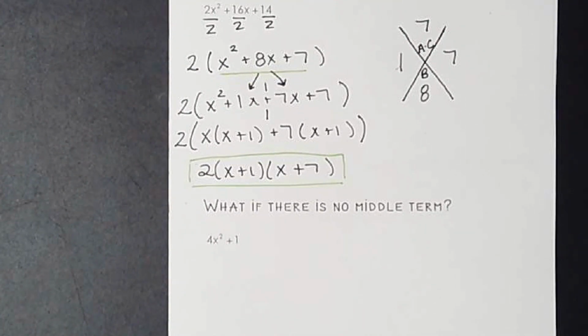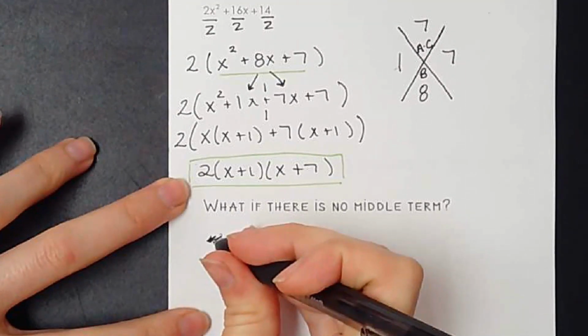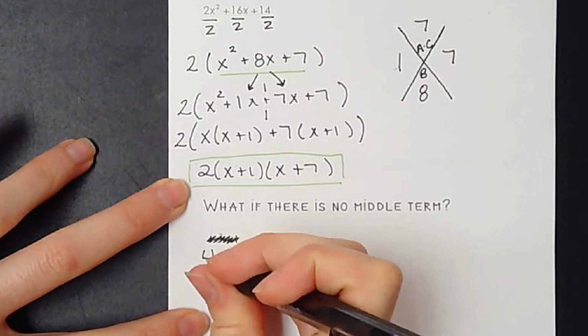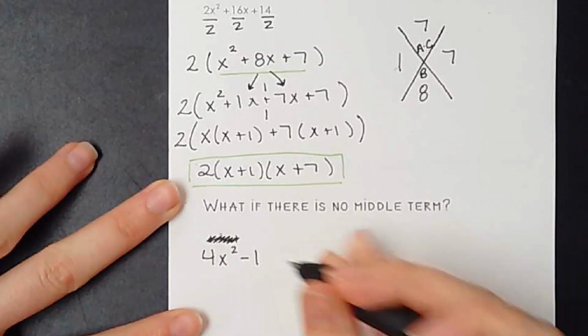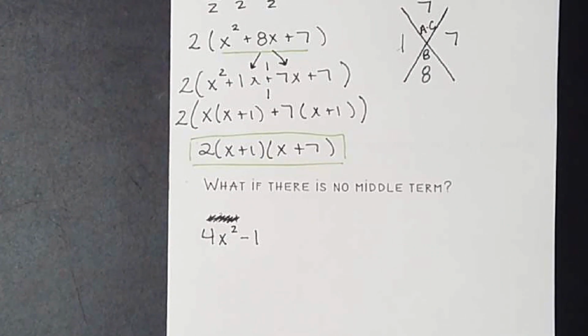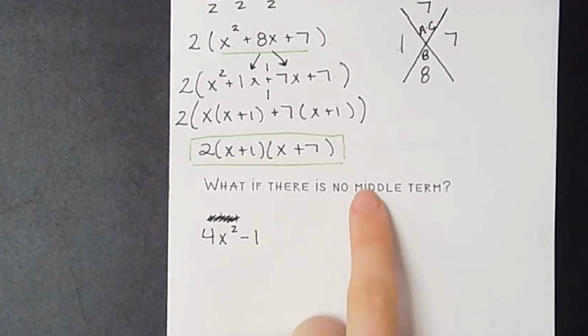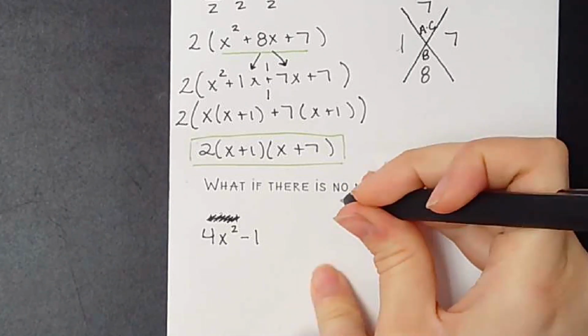In our second example, we have a typo. This should be 4x squared minus 1. Sorry about that. So in this case, the problem is that we have no middle term. There's no b.